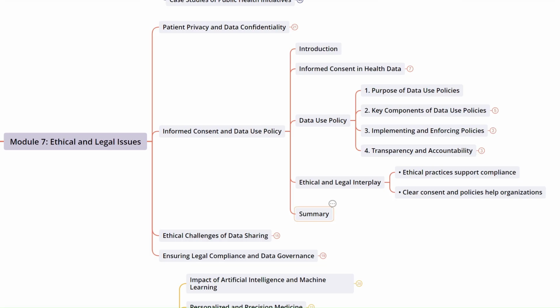In summary, informed consent and well defined data use policies are essential for ethical health informatics practices. They empower patients, protect their rights, and demonstrate commitment to transparency and accountability in managing sensitive health information. Ongoing communication, policy review, and staff education are vital to uphold these principles.